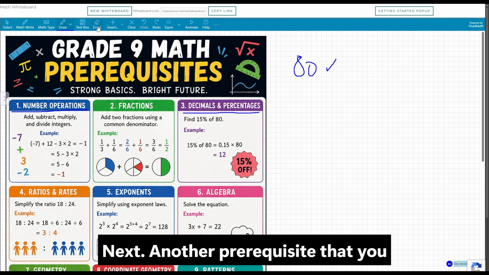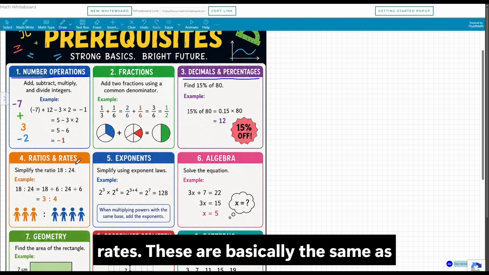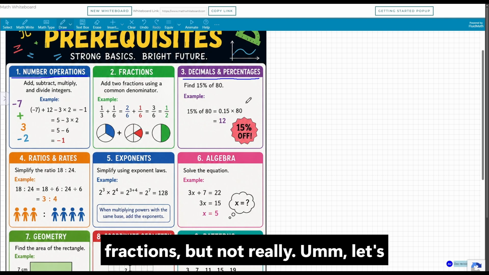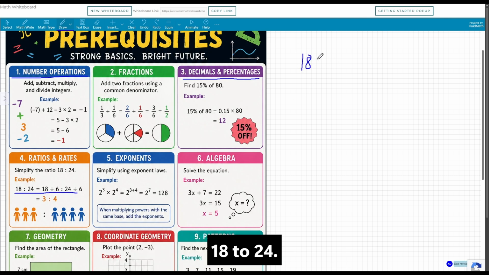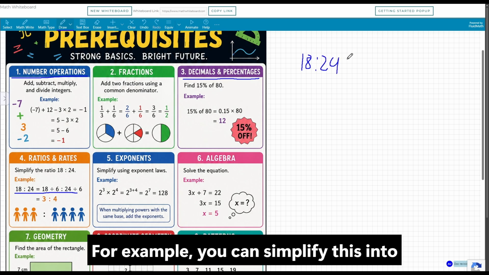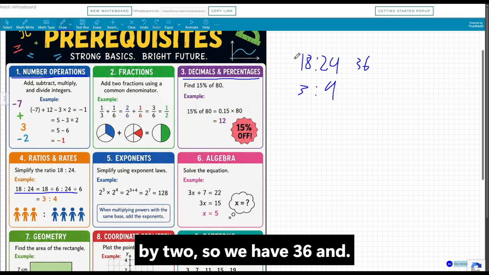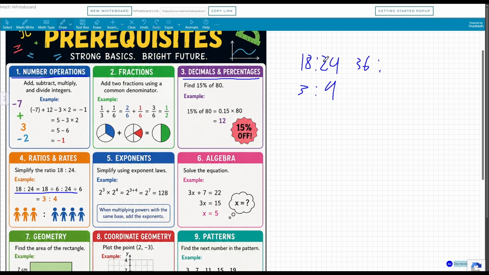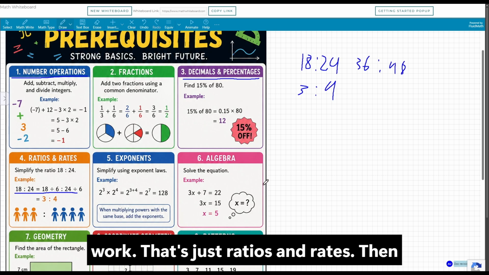Next, another prerequisite that you should know are ratios and rates. These are basically the same as fractions, but not really. Let's use this example here: 18 to 24. There are many common ratios for this. For example, you can simplify this into 3 to 4, or multiply this by 2, so we have 36, and multiply this by 2, 48. Either of these work. That's just ratios and rates.